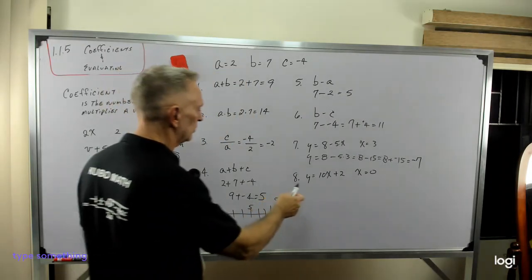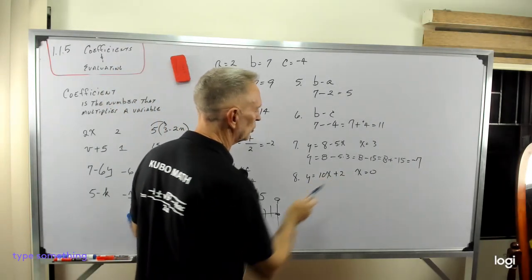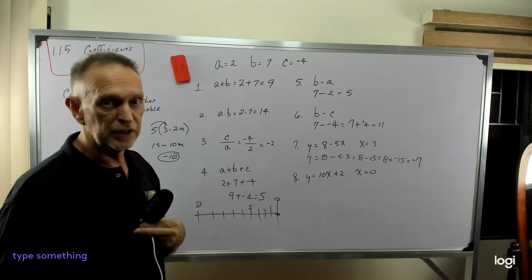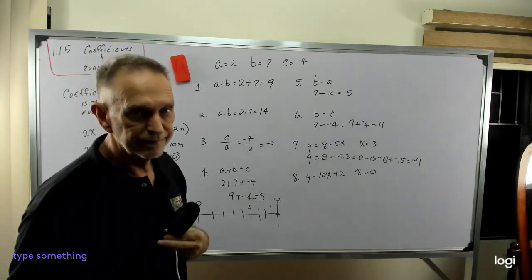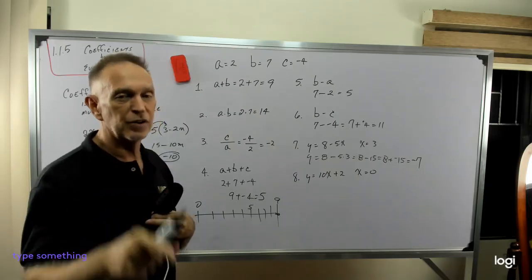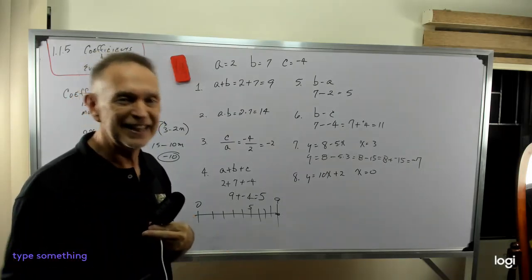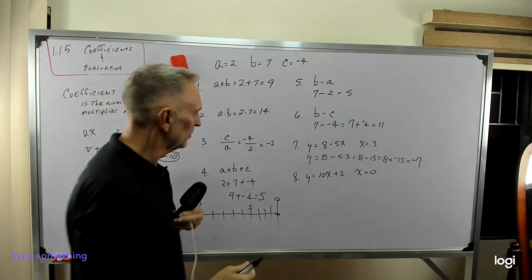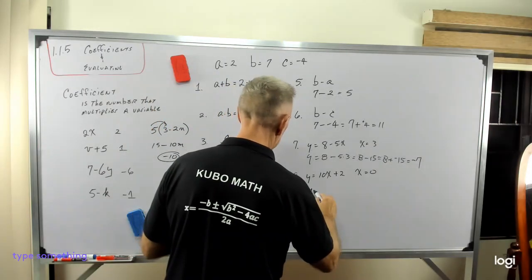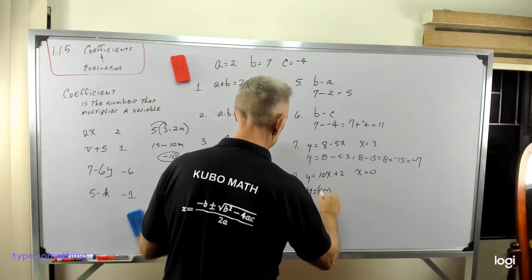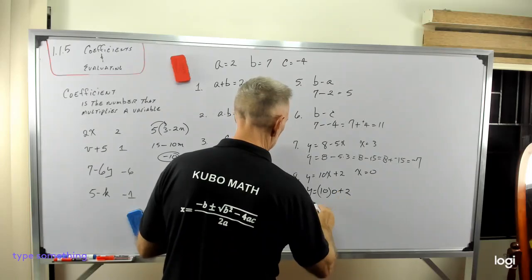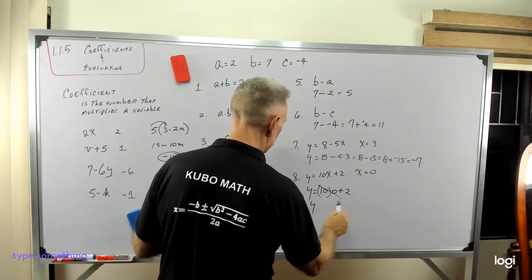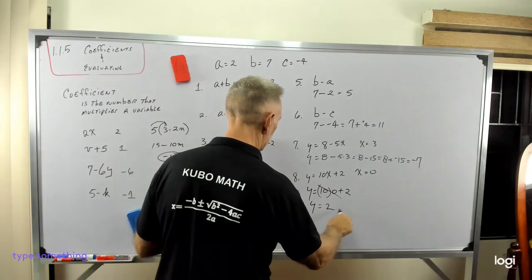Now the last one, y equals 10x plus 2, and x equals 0. 0 times any number is what? If you say 1, I'm coming to your house. 0 times anything is 0. So I have y equals 10 times 0 plus 2. So this just goes away, y equals 2.